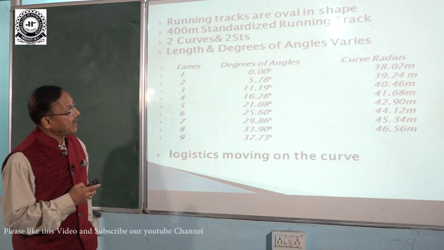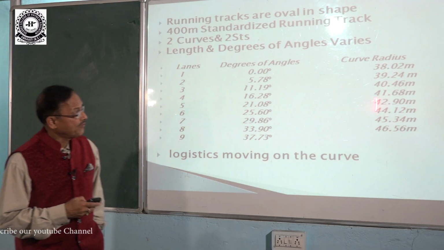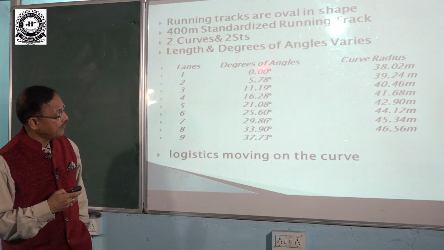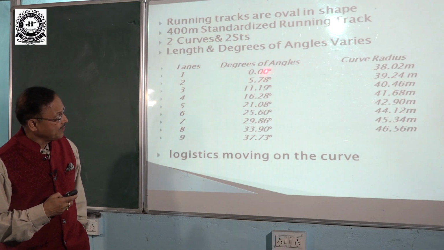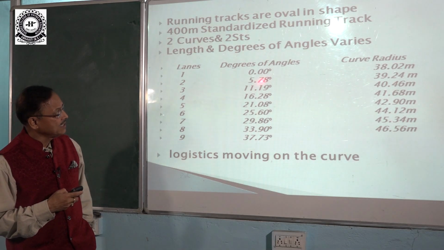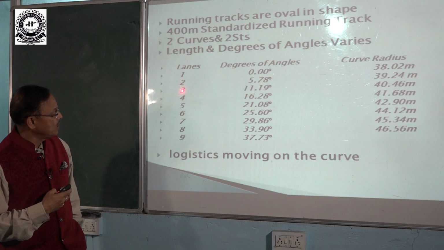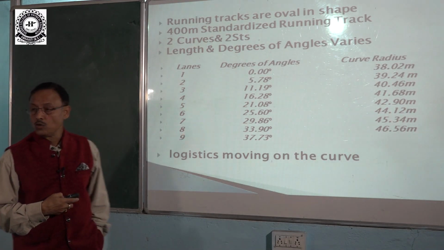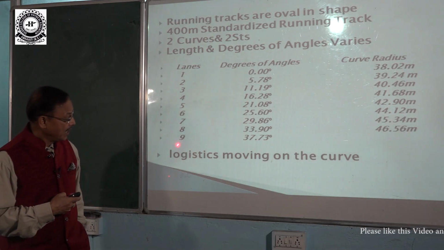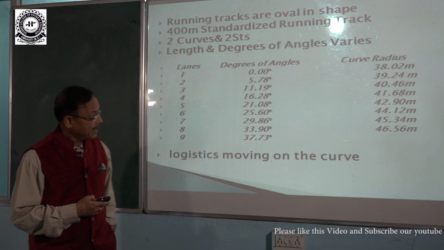And the length and the degrees of angles vary. Here you can see the radius of each lane, each curve, and here the degrees of angles are also varied. See, it differs from the first lane to the 8th or 9th lane, the degrees, the angles are different. These are lanes 1, 2, 3, 4, 5, 6, 7, 8. Usually there are 8 lanes in an international standardized track. Sometimes there are provisions for a 9th one also, right?